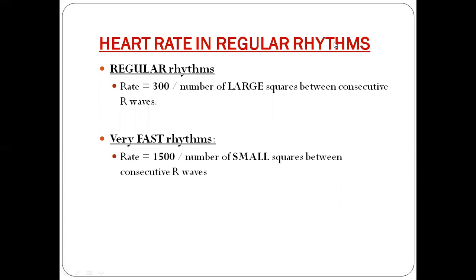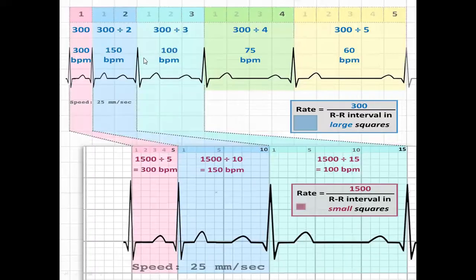Now, in a regular rhythm, if the QRS is occurring at a regular interval, then the calculation is via two methods. If it is a normal regular rhythm, then it is 300 divided by the number of large squares between the consecutive R waves. That means between two R waves. If you can see here, this is an RR interval. So you can see how many boxes are there here. Large squares is 1, this is another 1, 2, and this is another 3.